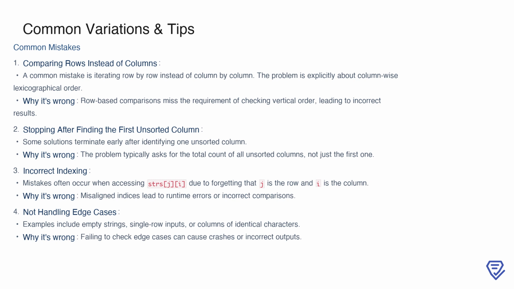Another common issue is incorrect indexing. When accessing elements like strs[j][i], it's easy to mix up rows and columns. Since j represents rows and i represents columns, any misalignment here can lead to runtime errors or incorrect comparisons. Lastly, edge cases such as empty strings, single-row inputs, or columns with identical characters are often overlooked. Skipping these can cause your program to crash or produce unexpected outputs, so it's important to handle these cases explicitly.